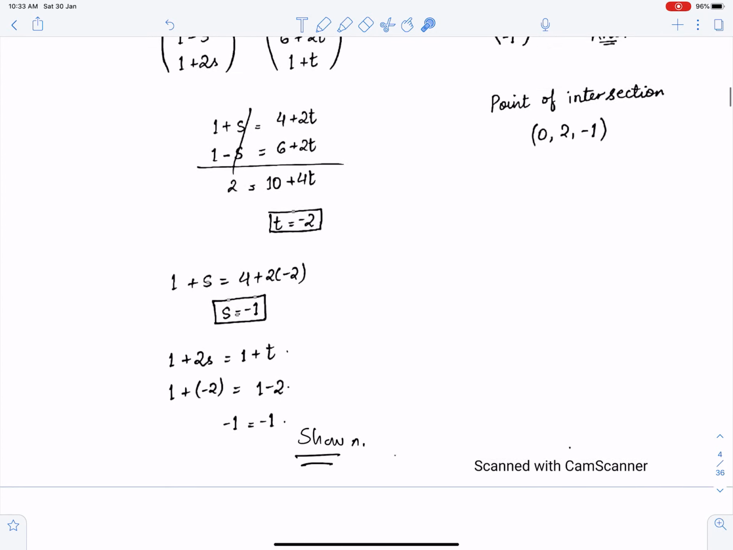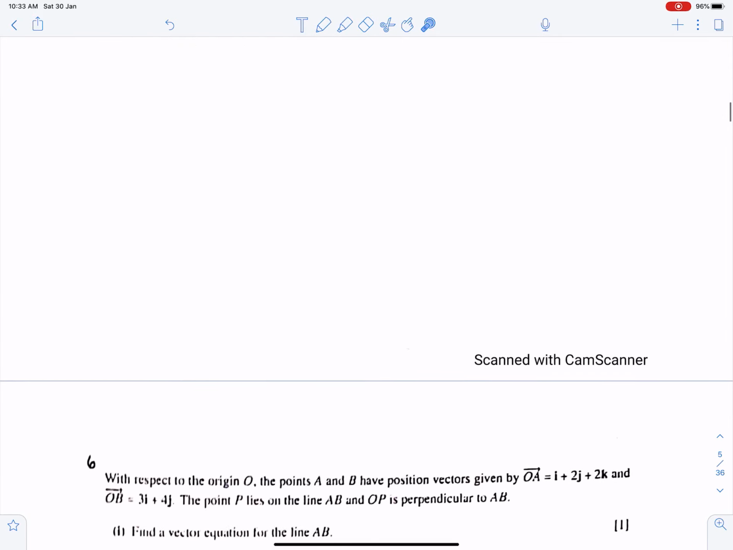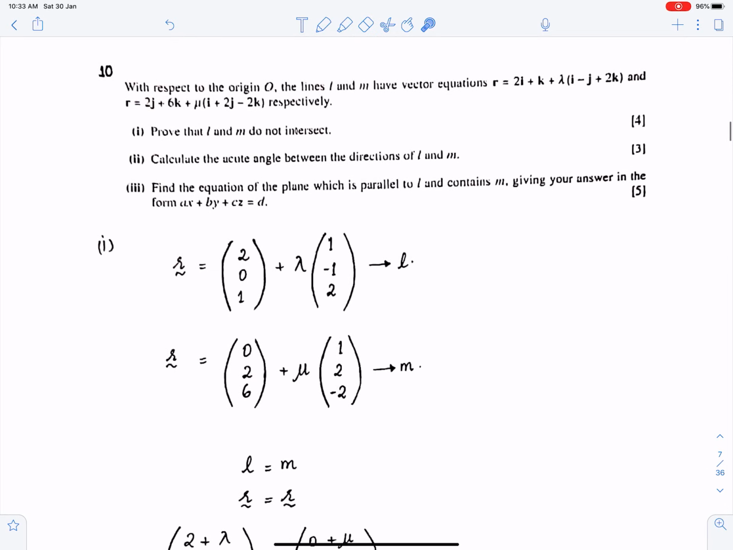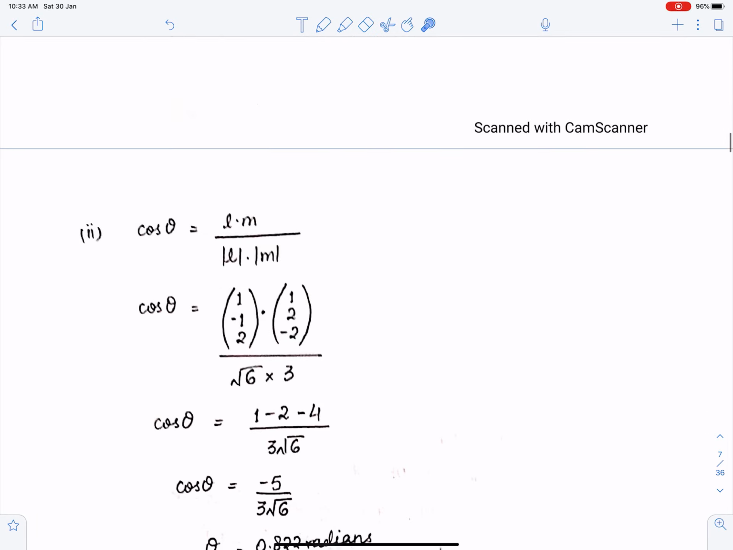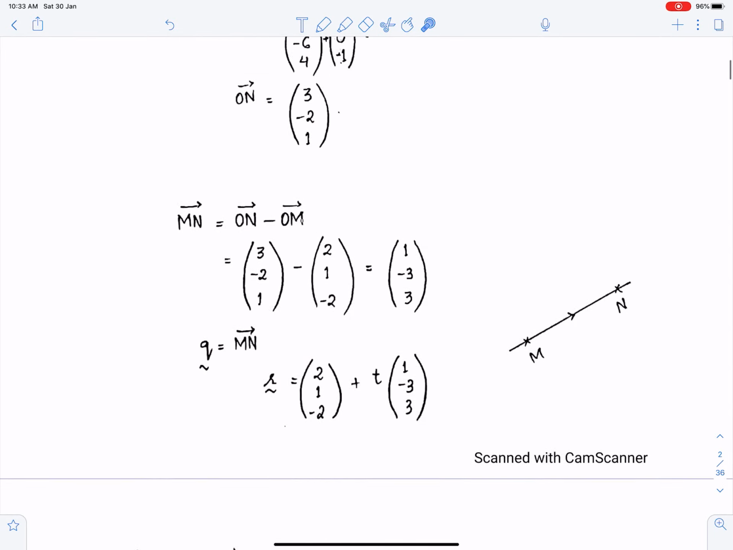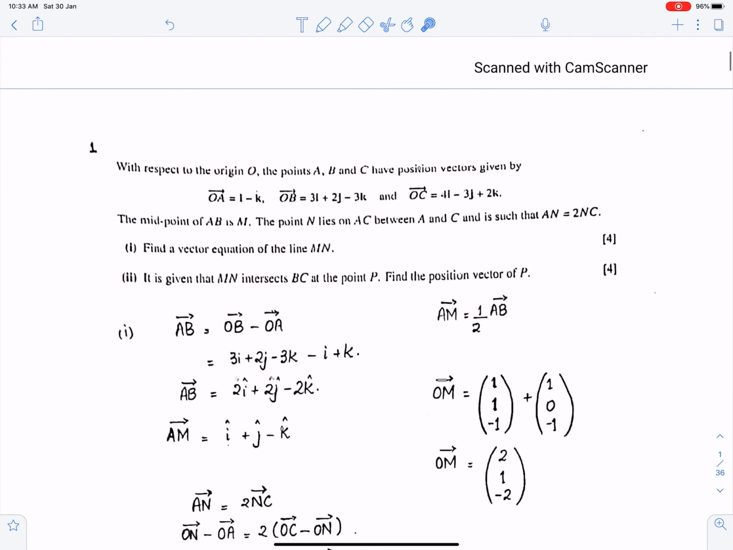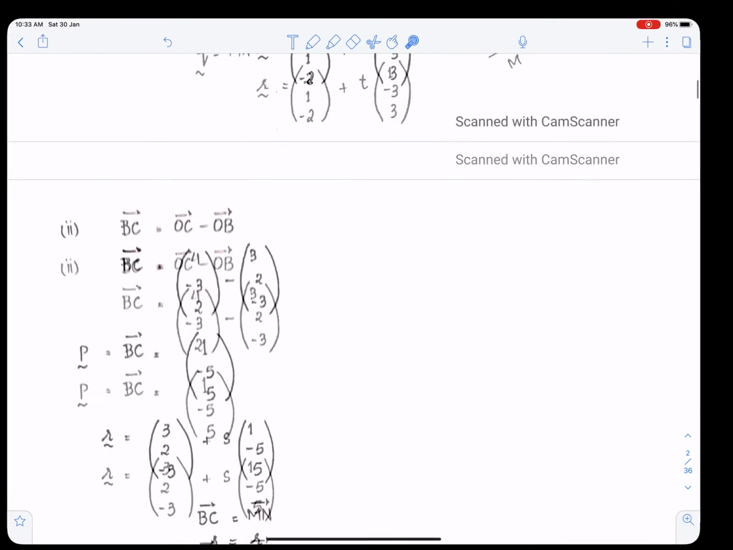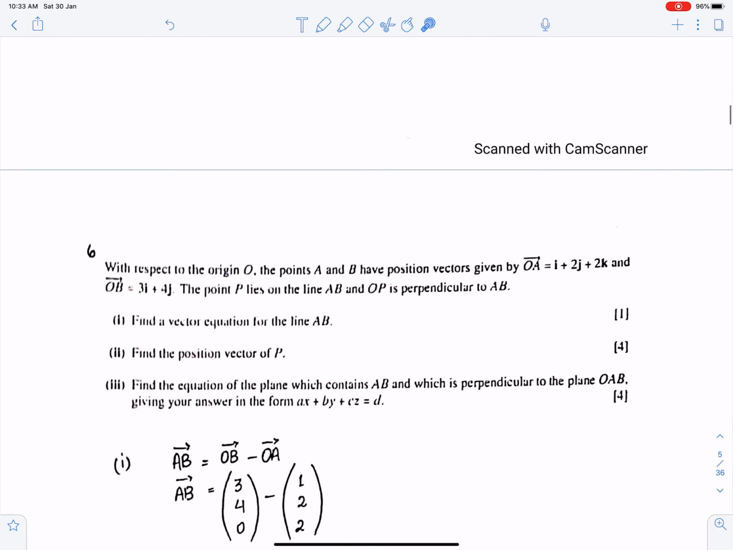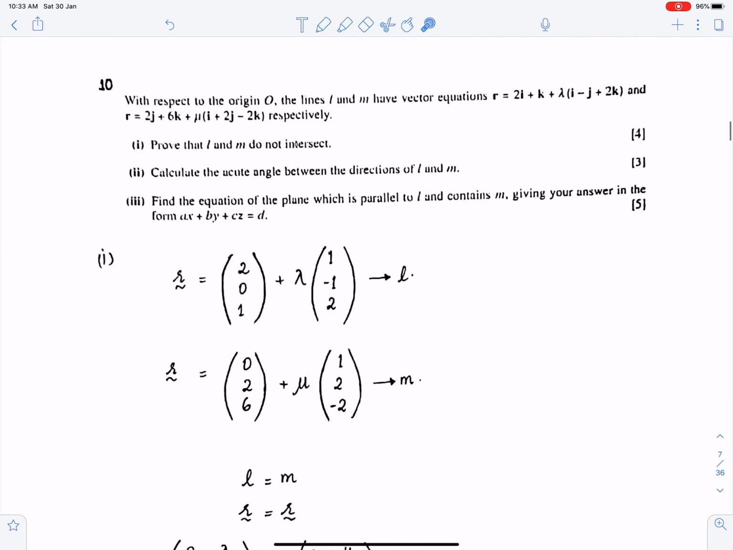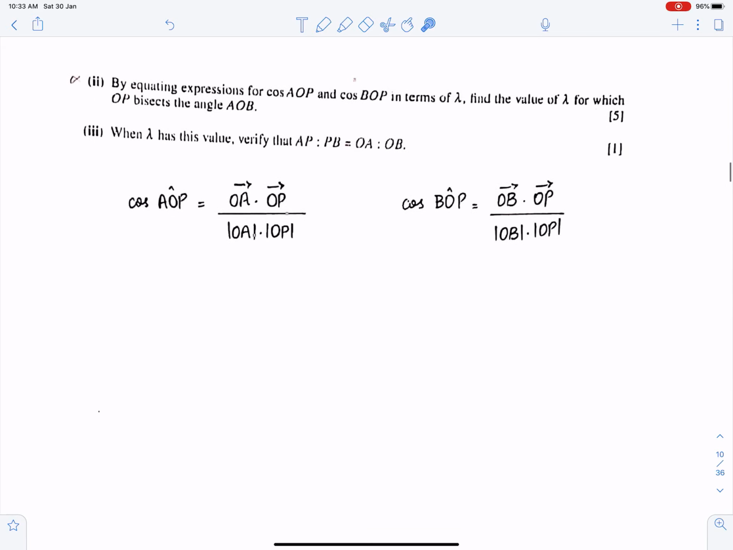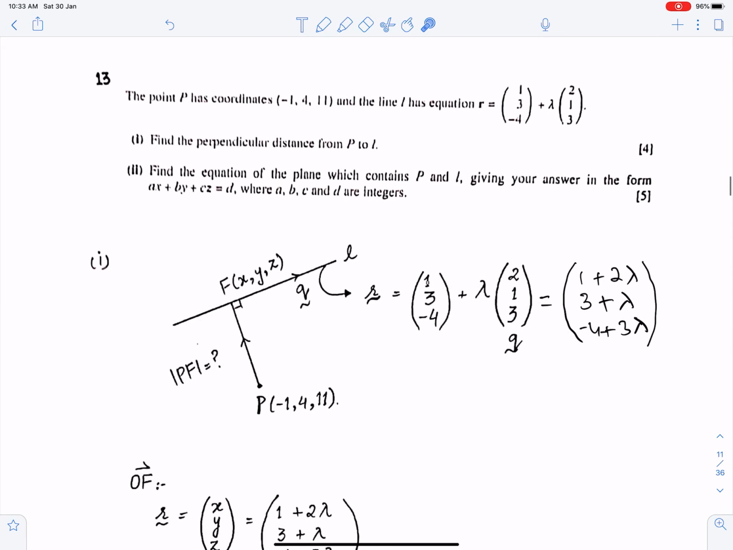Well, let me discuss one question of shortest distance. I think it was question 1, I guess. No. Shortest distance question. Yeah, this is the shortest distance question.